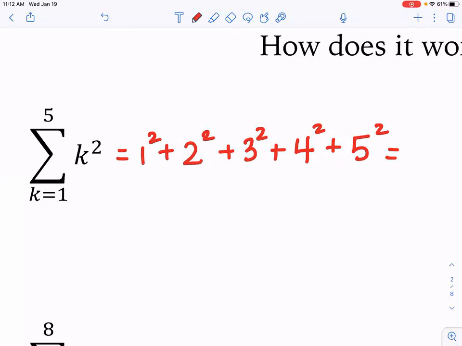What is 1 plus 4 plus 9 plus 16 plus 25? Well, this is what I would do. I would take 9 plus 1, right? Plus 25. Okay.